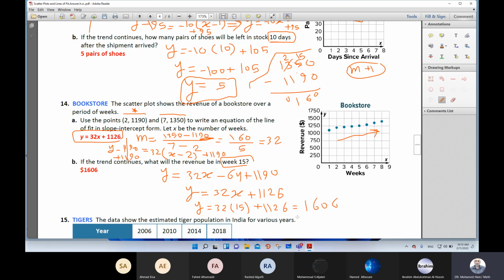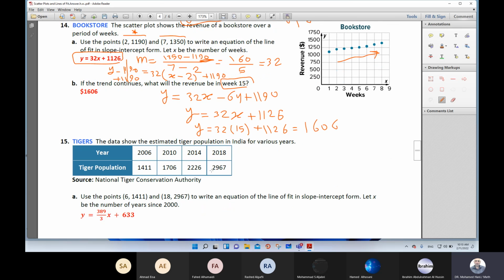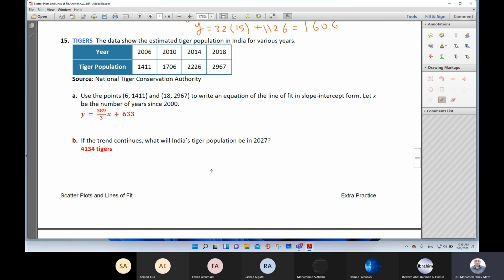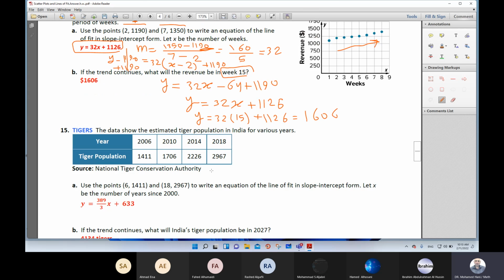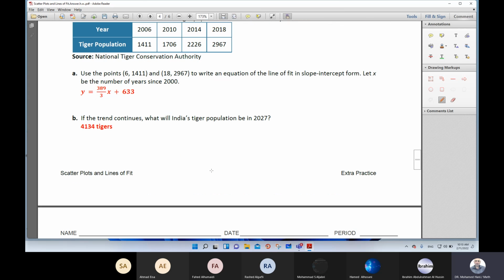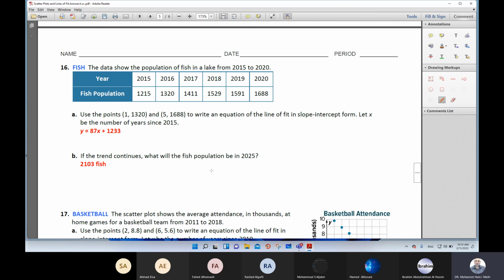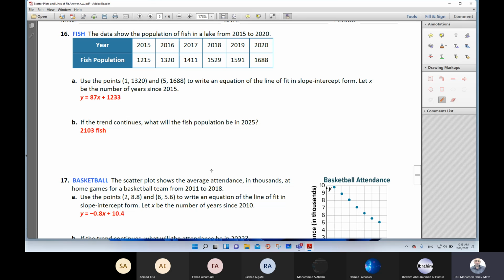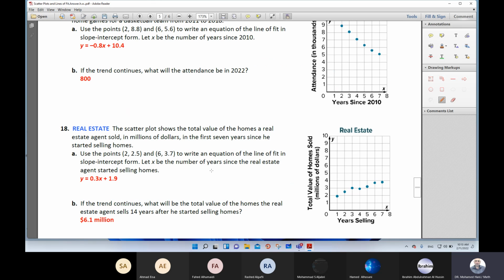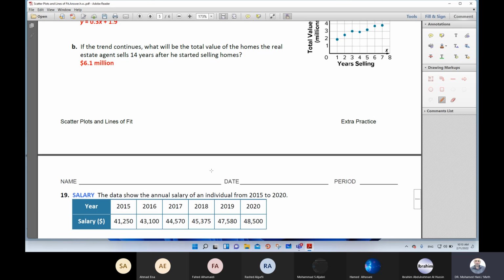I will send to you the PowerPoint to study from. Then I will send to you the extra practice and the answers of this extra practice. And I want from all to try to solve all the exercises inside this extra practice. Try to do it by yourself. And if you have any question, you can ask me next month, inshallah. Okay? Who has any question about this lesson?